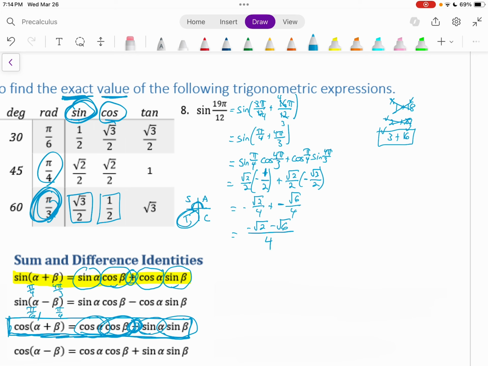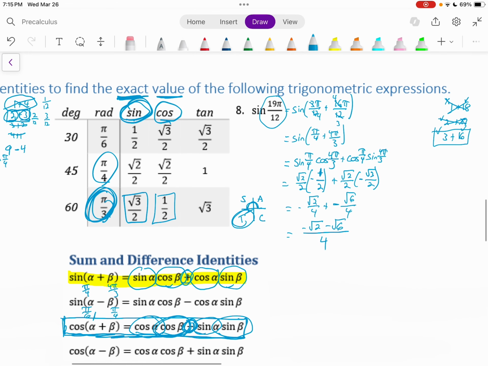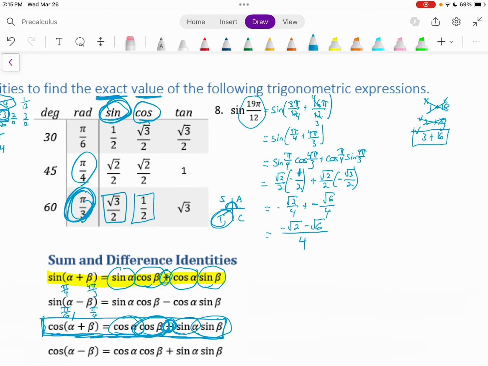Which is a negative, which makes sense because 19 pi over 12 is in the third quadrant, and we know that sine is negative in the third quadrant. And there we have 7 and 8. We used our sum and difference identities.